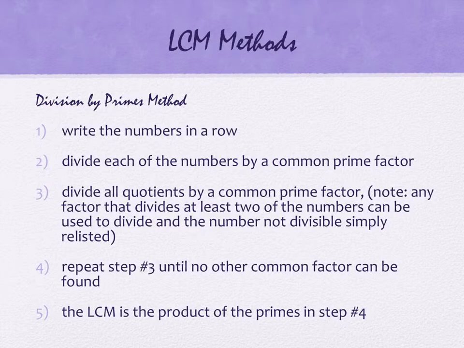The third thing, and this one feels awkward, let me ignore the part that says note inside of there for a moment, and you'll see what happens when we get there. We divide the quotients by a common prime factor. All right, so we divide those. And then number 4, we repeat step 3 until no other common factor can be found. And then the least common multiple is the product of the primes in step 4.